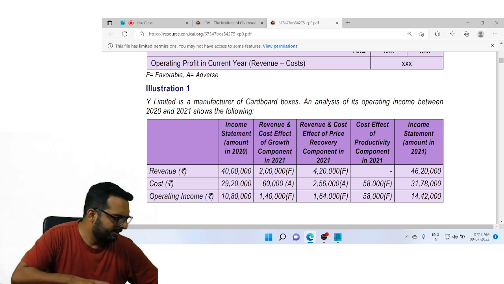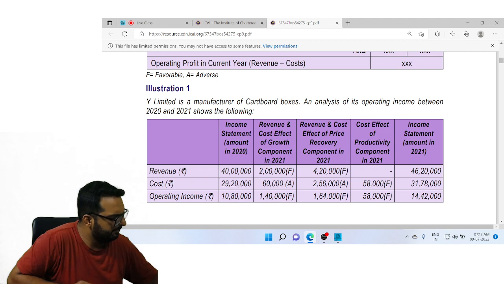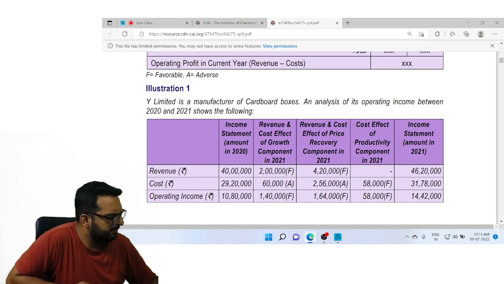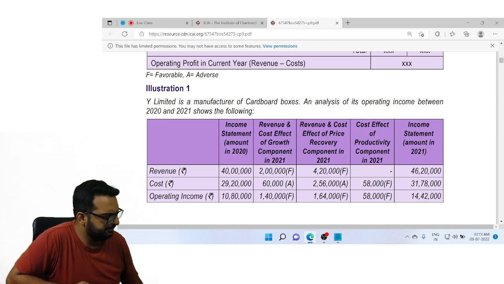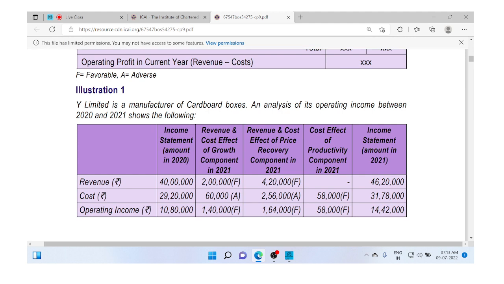All right, I can see the chat now. Darshna, this is in strategic analysis, strategic analysis of operating income. Yes, this actually is a problem on standard costing, Darshana, but it has come in this chapter of strategic analysis.